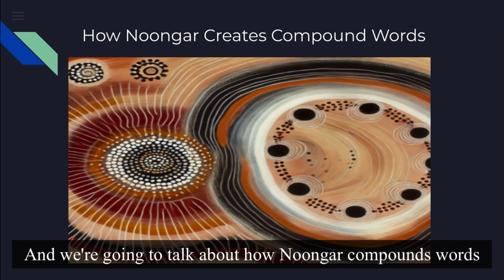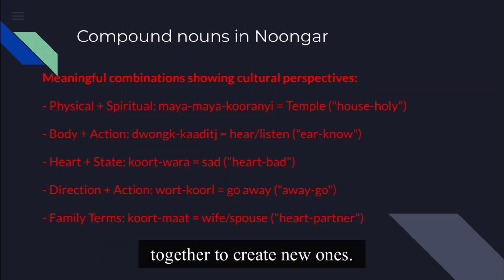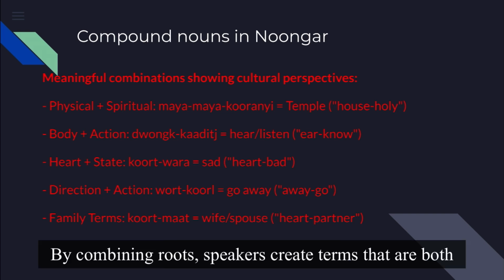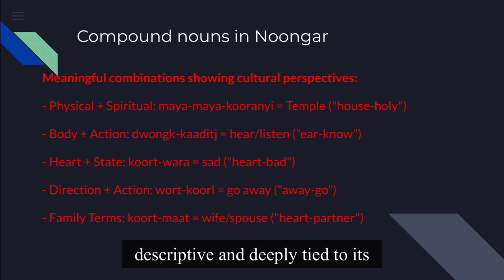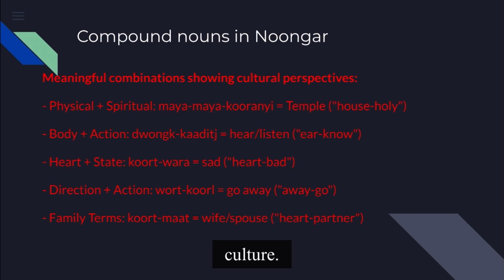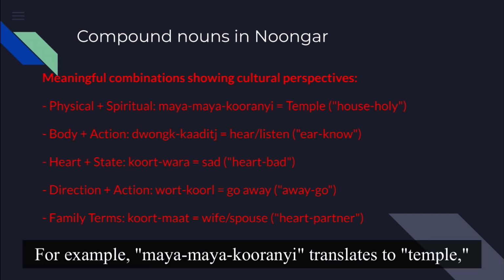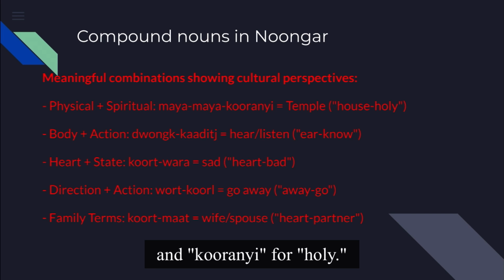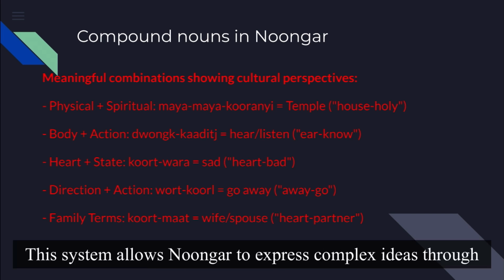And we're going to talk about how Noongar compounds words together to create new ones. Noongar nouns are highly adaptable thanks to the language's love for compound words. By combining roots, speakers create terms that are both descriptive and deeply tied to its culture. For example, Maya-maya-Kooranyi translates to temple, combining Maya for house and Kooranyi for holy. This system allows Noongar to express complex ideas through simple combinations.